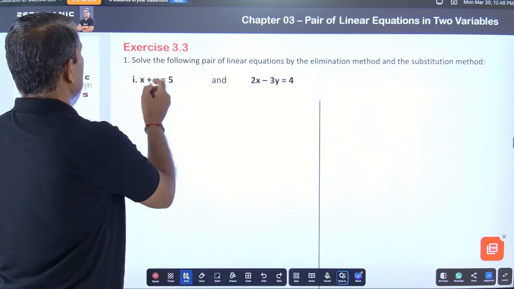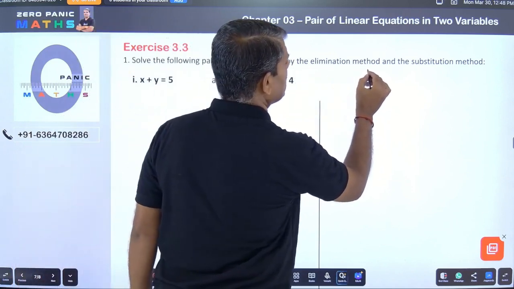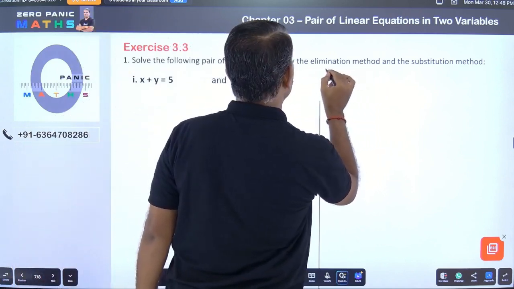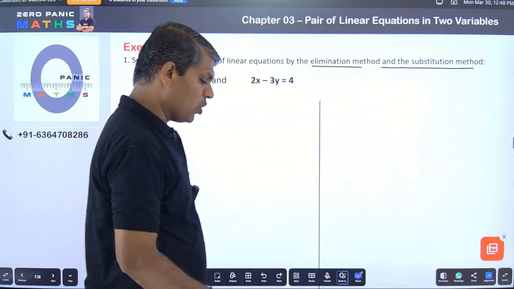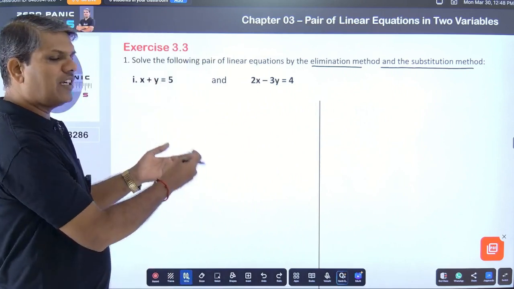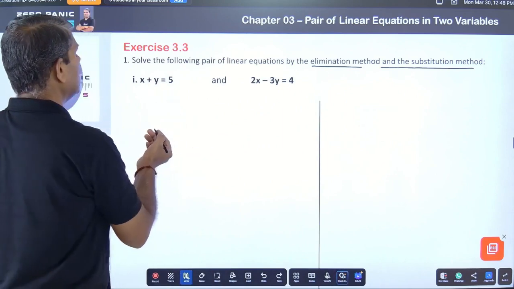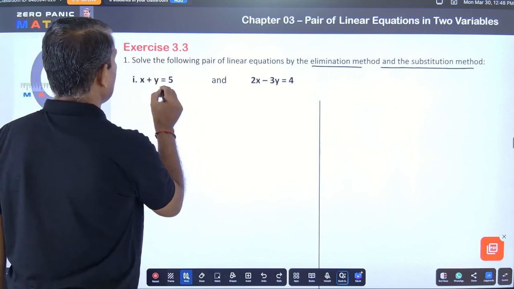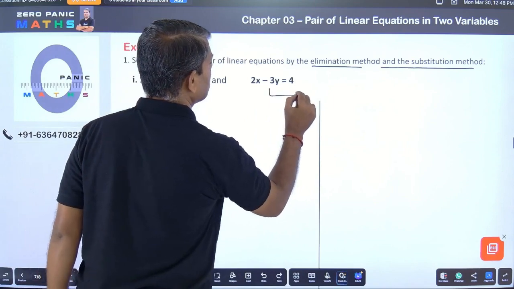Now solve the following pair of linear equations by the elimination method and the substitution method. They are saying by elimination and substitution both here, but it is actually elimination that contains the last step as substitution also. Let us consider that and solve these equations. Now this is equation 1. Let us quickly solve this equation 2.